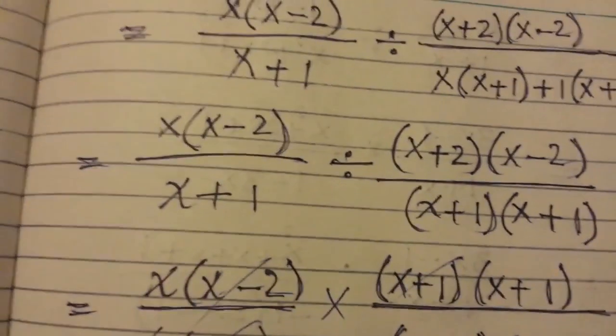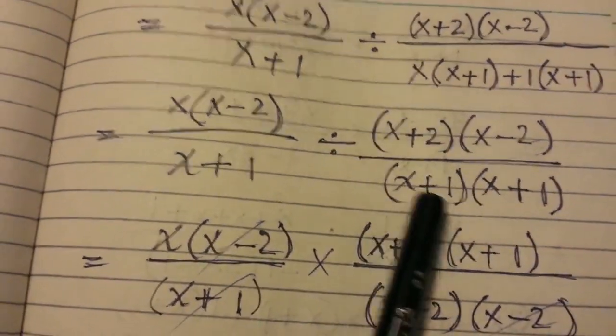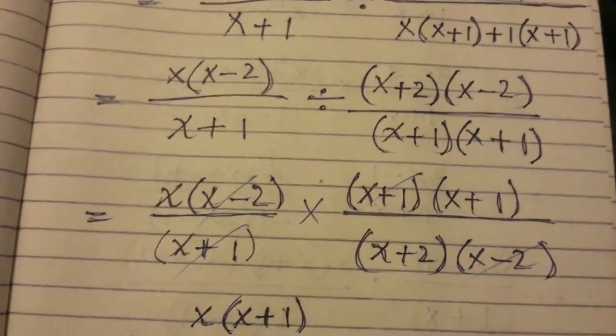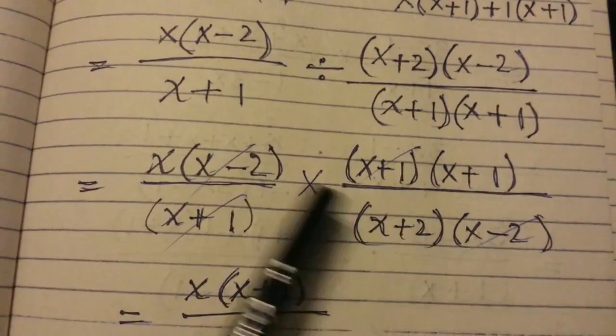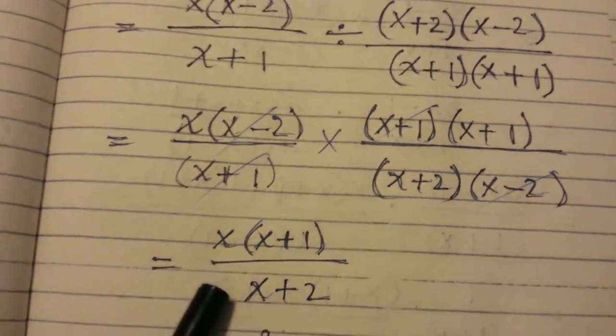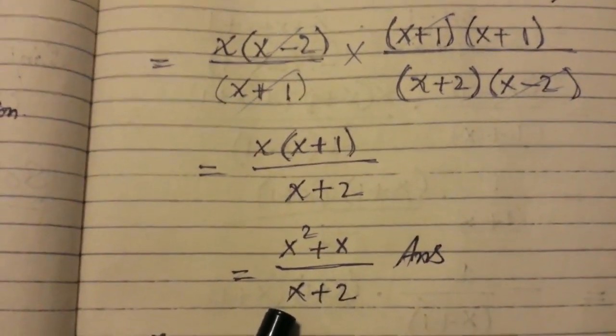So, if I change the division sign into multiplication, the numerator will become the denominator, and the denominator will become the numerator, and the terms will cancel out, and what is left is here. So this is our final answer.